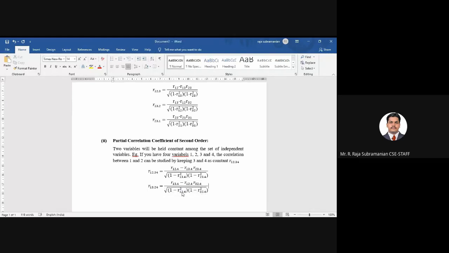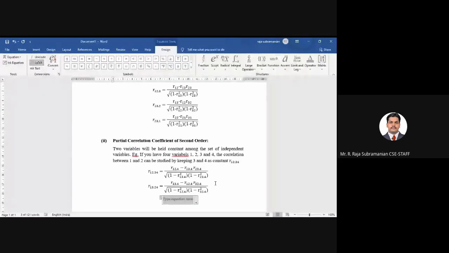Yes. Similarly, we can also try for one more thing, that is, let us keep this 4 inside and study the correlation between 1 and 4 by keeping 3 and 2 as constant. So if I ask a theoretical question, find the correlation between first variable and fourth variable by keeping the other independent variables as constant, then what will be your formula?